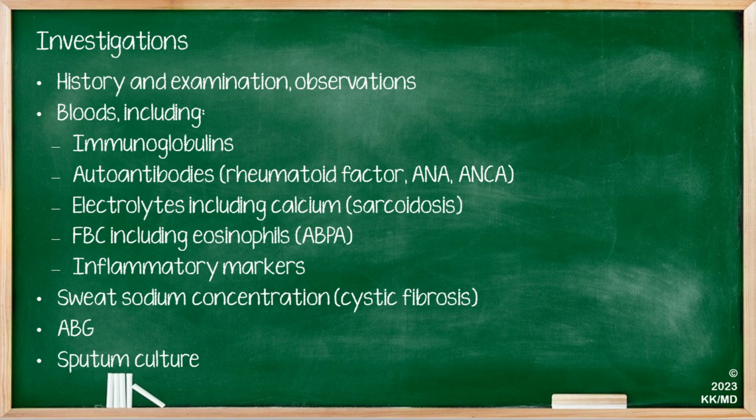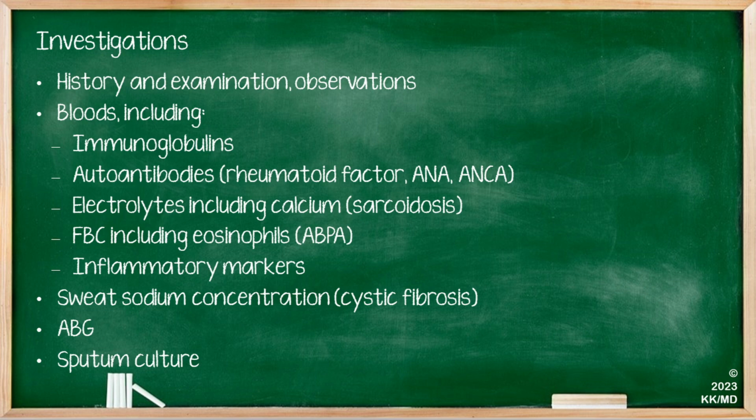Then you would move on to your blood tests, and these include your immunoglobulins, your autoantibodies such as rheumatoid factor, ANA, and ANCA. Electrolytes, including calcium, especially if you're thinking about, for instance, sarcoidosis as the underlying cause. Full blood count, including eosinophil count, if you're thinking about ABPA. And inflammatory markers such as CRP and ESR, if you're thinking about other connective tissue diseases. Depending on the case, you may want to consider a sodium concentration if you're worried about cystic fibrosis.